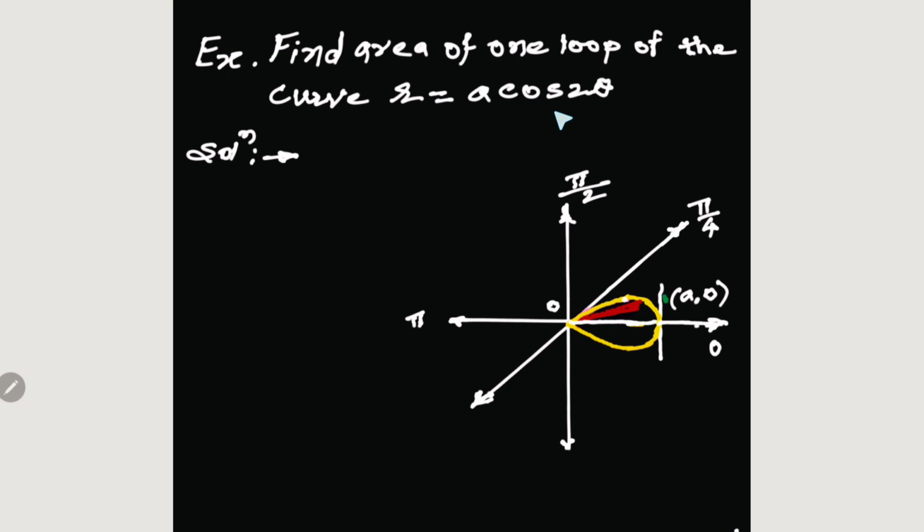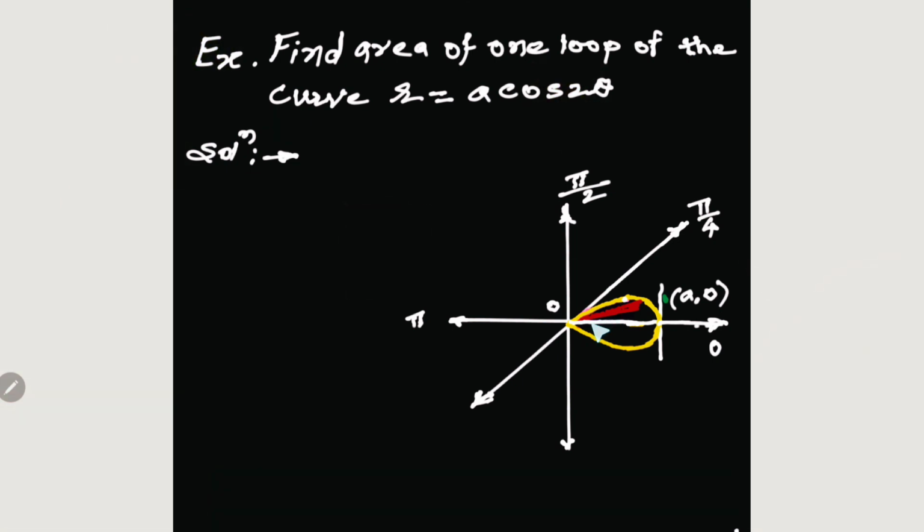And all of you know that as n here is 2, an even number, there are 2n loops, that means 2 into 2, that is 4 loops. But as this is not the problem of curve tracing, I am showing only one loop. Like this, we have another loop here, a third loop and a fourth loop. But that is not the problem. We have to obtain the area of this one loop only.